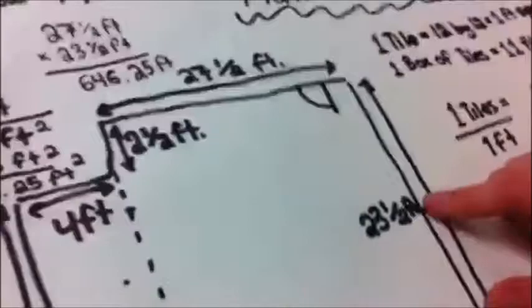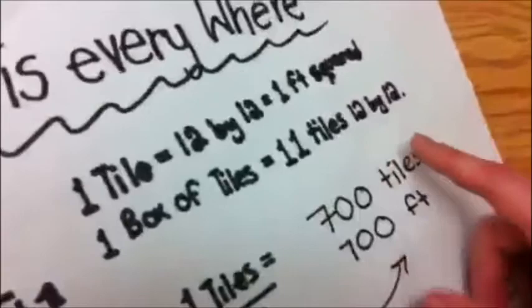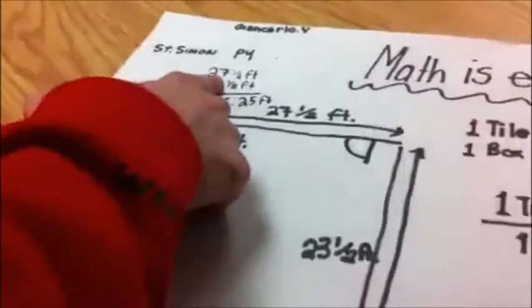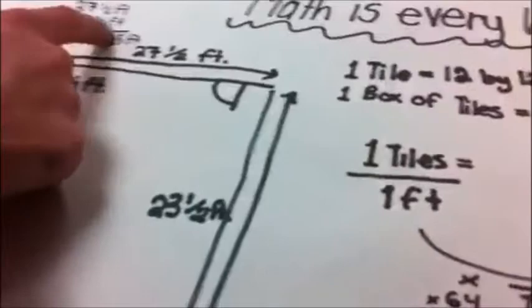So first, what we need to know is that each tile is a 12 by 12, which equals 1 square foot. And then each box of tiles contains 11 tiles that are 1 foot. So what we have to figure out here is the surface area of the room. I broke it up into a rectangle and a square to make it easier to calculate the surface area. For the rectangle, I did 21 feet times 4 feet equals 84 square feet. And then for the square, I did 27.5 feet times 23.5 feet, which equals 646 square feet.